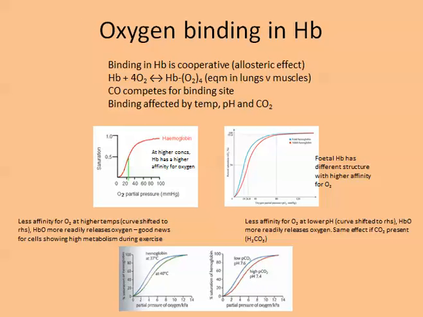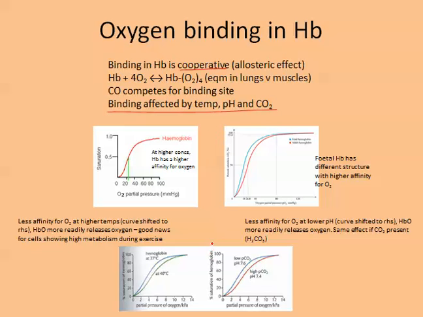So with these 4 subunits, hemoglobin is able to show cooperative binding, and that means that when subsequent oxygen molecules bind, they bind more readily. So as soon as one joins, the second, third, and fourth will quickly follow. And this binding is affected by temperature, pH, and carbon dioxide levels.